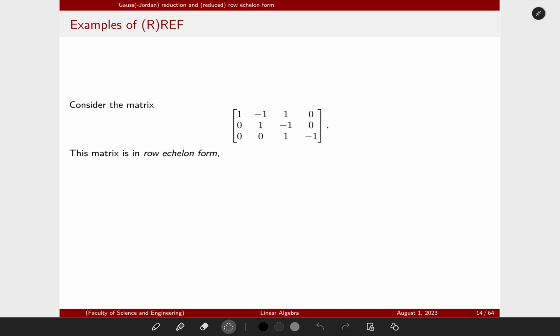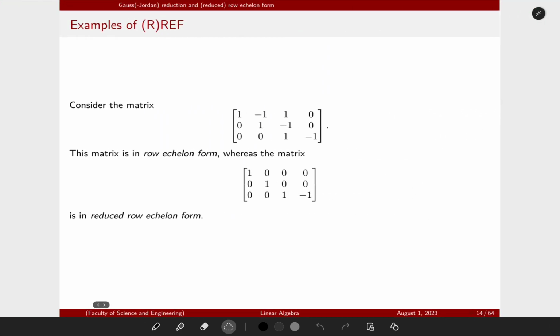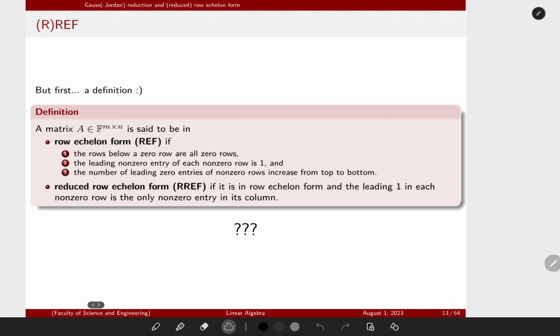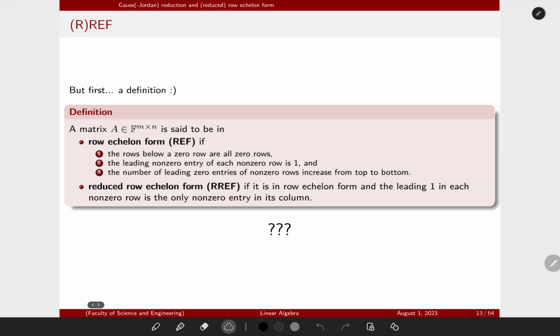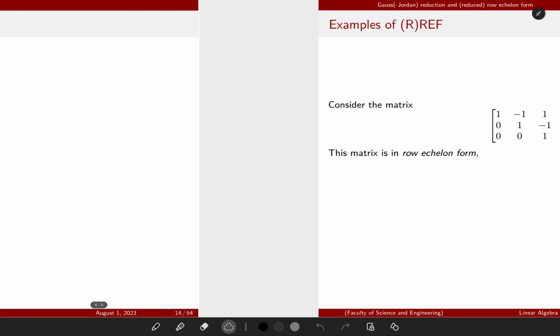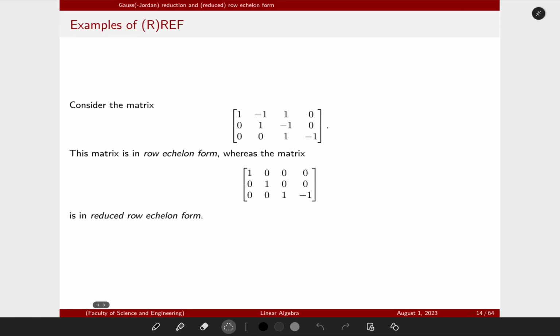We can actually take this matrix and reduce it further, and then we obtain a reduced row echelon form. So here we see that we have zeros here also. So that is satisfying this condition of having the leading one in each non-zero row be the only non-zero entry in its column. So, for example, this column only has a 1 here, and this column only has a 1 here, and this column only has a -1 here.